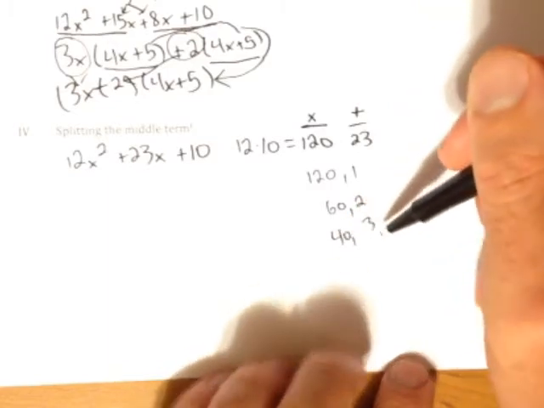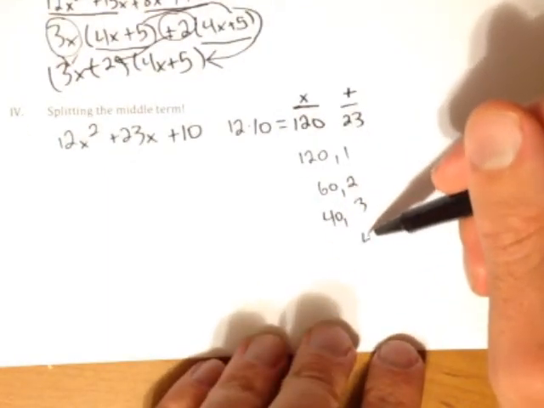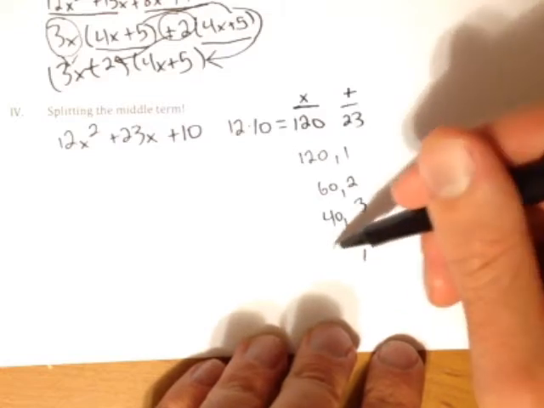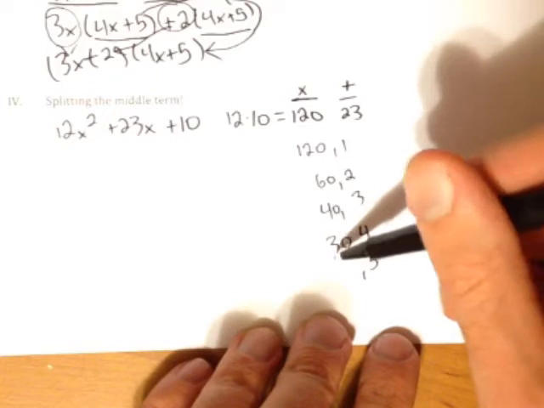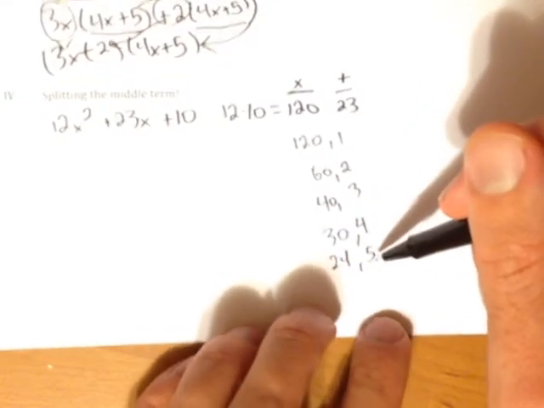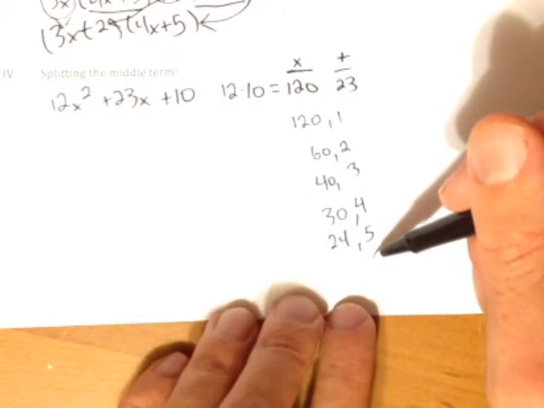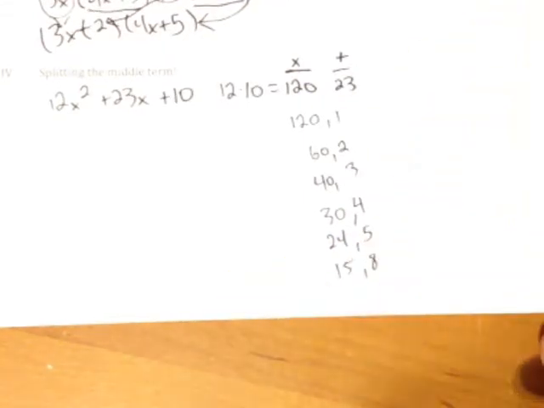See how none of these add to 23 yet, and we're not there yet? We could do 4 and 30. We're not quite there yet. 5 and 24. We're getting warmer. Those add to 29. And then eventually, I'm just going to skip ahead, we would get to 8 and 15, which add to 23.